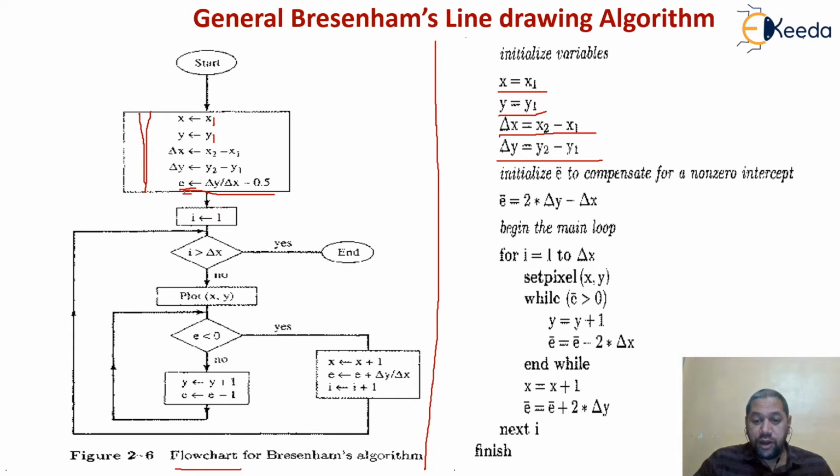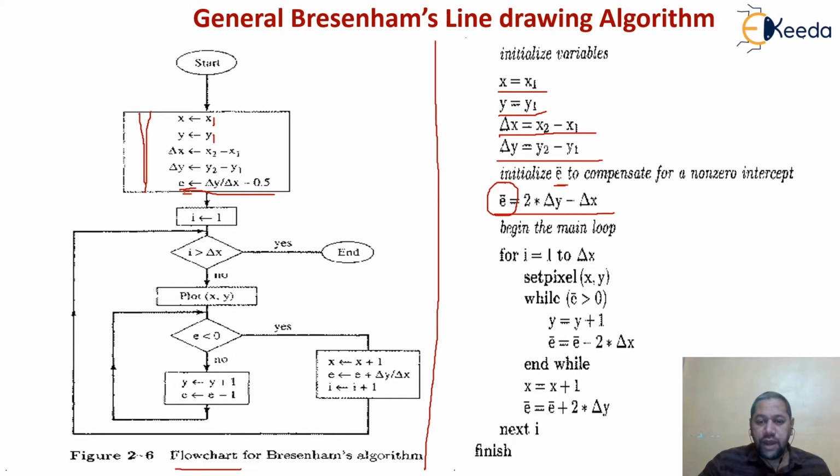So initialize the e bar. We are considering e bar to compensate for the non-zero intercept, and we calculate e bar is equal to 2 into dy minus dx, to avoid floating point arithmetic. What is required for us is only the sign of the error term. Only the sign of this error term is needed, not the actual value.